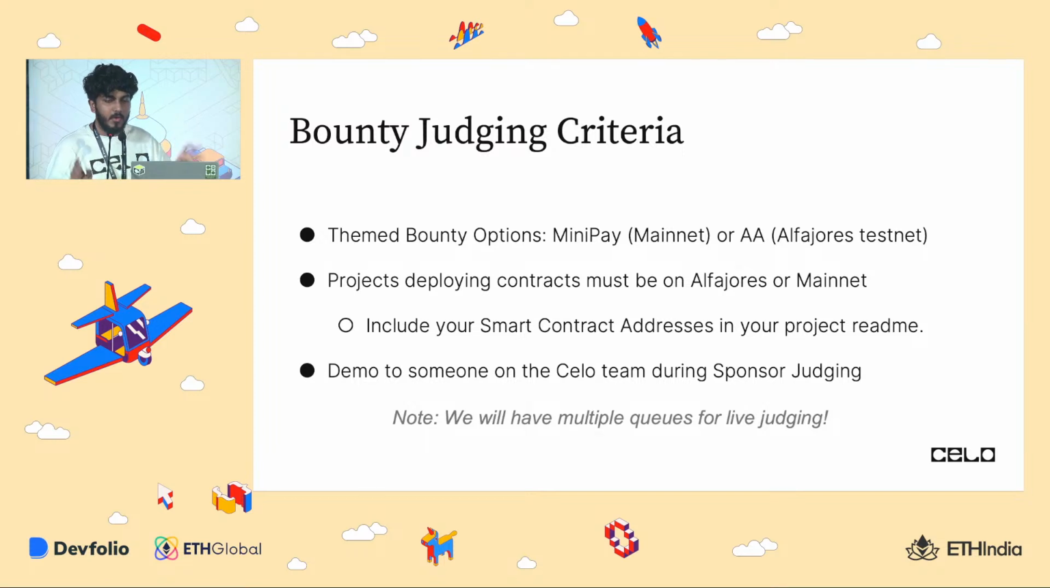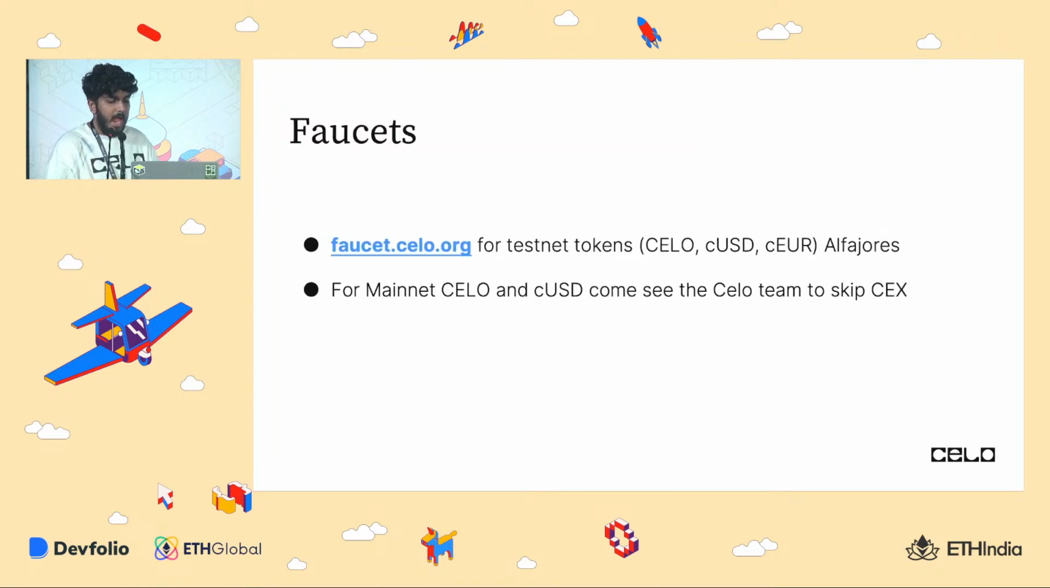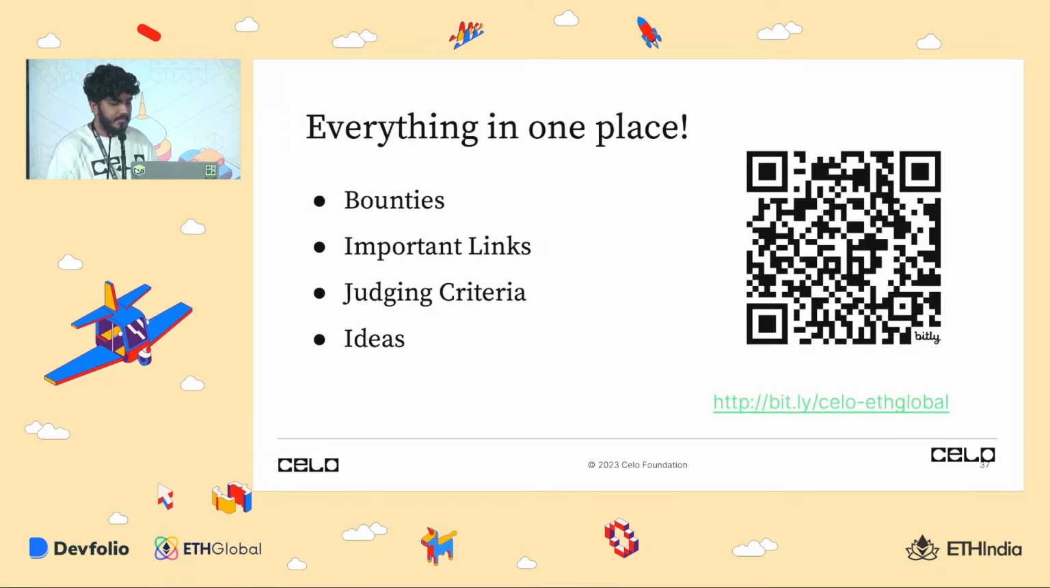And we will have multiple queues for live judging. So for everyone who was wondering how we will demo, there will be multiple queues. So everybody will get a fair chance to demo their project. And faucets, go to faucet.celo.org. And if you want mainnet tokens, come to our booth and we will be happy to provide you.